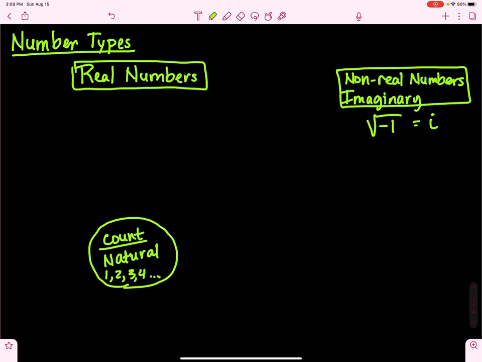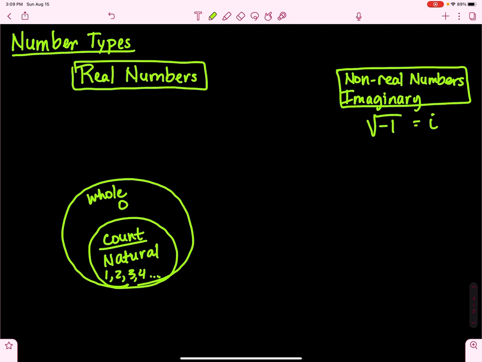Now, the next set of numbers that you learn about are your whole numbers. So your whole numbers include your counting or natural numbers plus 0. All right, so your whole numbers are 0, 1, 2, 3, 4, etc.